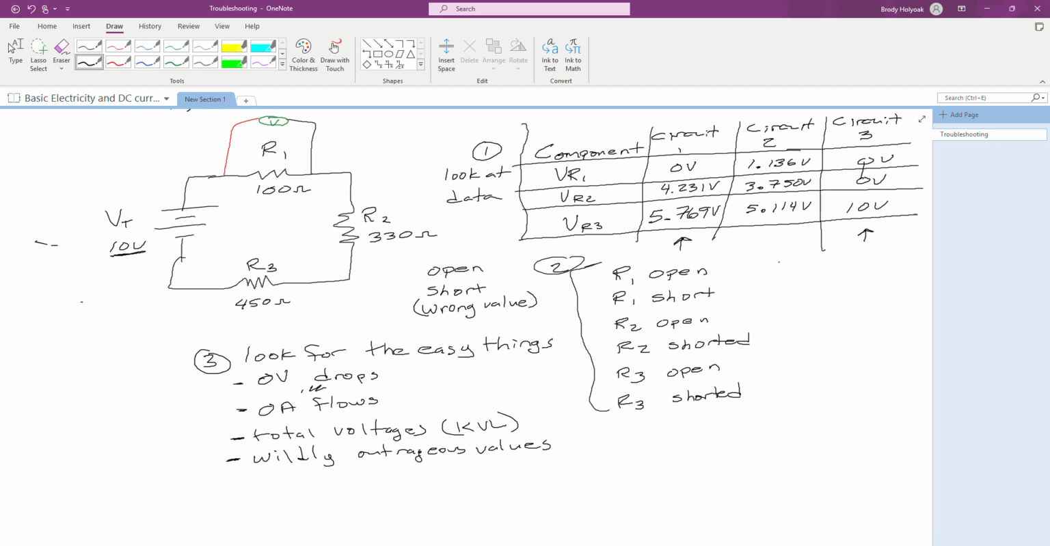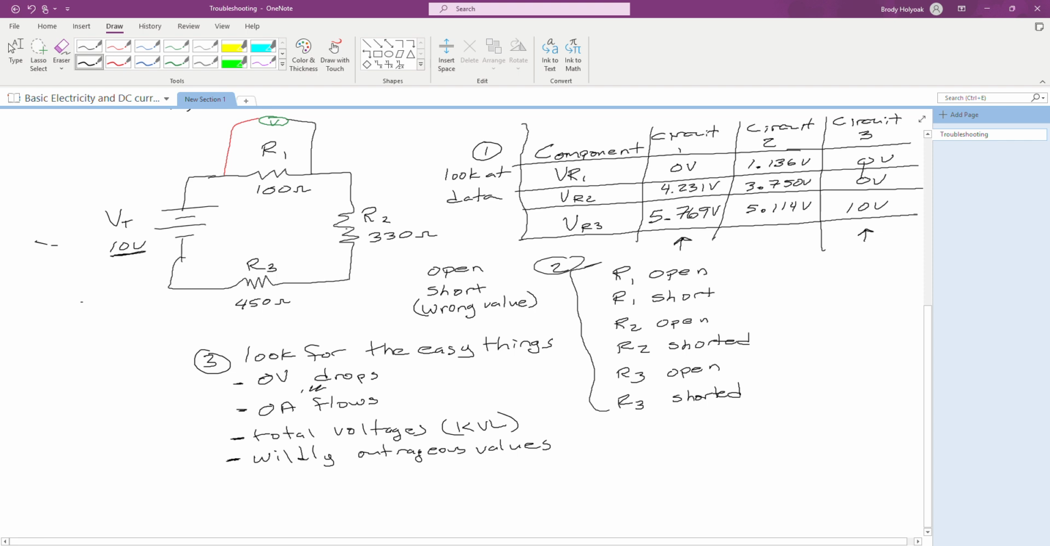We apply all these principles, and then we just start digging into it. We start picking a point and figuring out where is the most probable, maybe even the easiest fix to start with. So we go into our rules. When we look, we know that current should be the same everywhere in a series circuit. So if I have current meters in here and I'm getting different current readings in different parts of the circuit, that means I've got something going on.